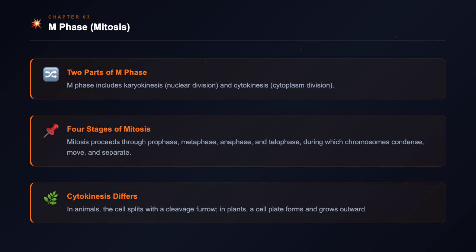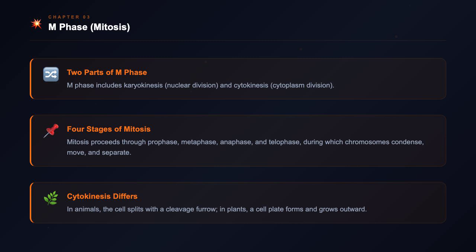This phase reorganizes the cell and divides it equally. It has two main parts: karyokinesis, which divides the nucleus, and cytokinesis, which divides the cytoplasm. Mitosis has four stages: prophase, metaphase, anaphase, and telophase. In these stages, the cell's components change and move. The nuclear envelope disappears and reappears, and chromosomes condense and separate.